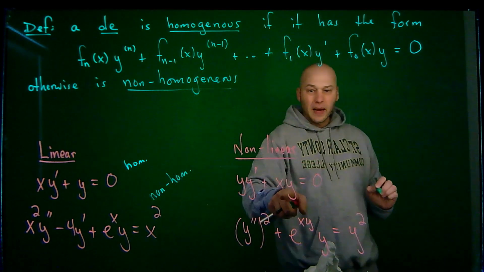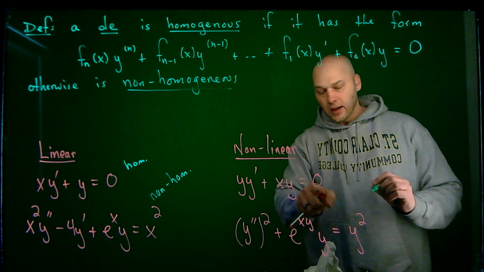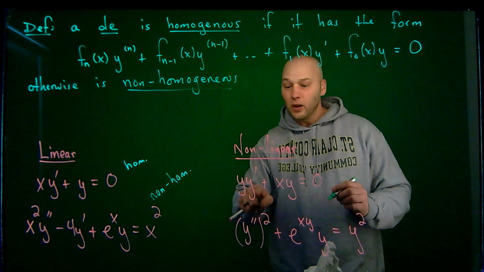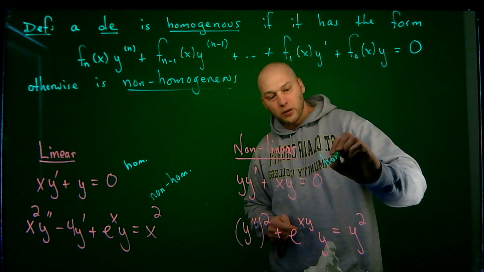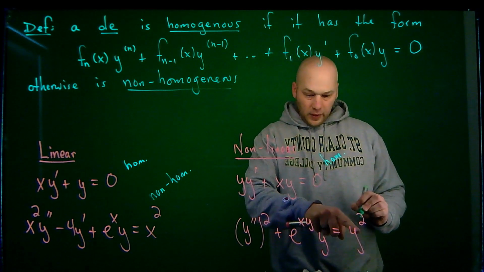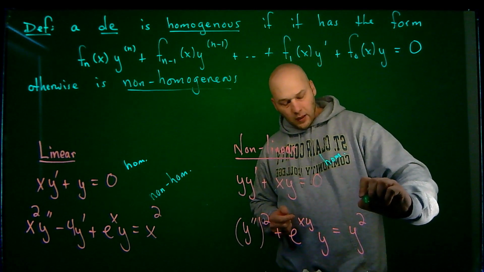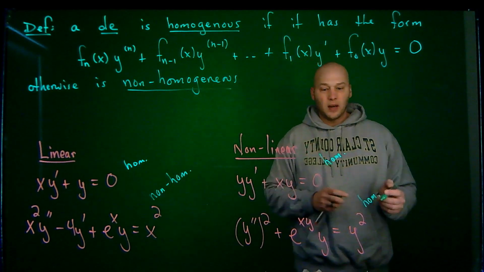Over here within my nonlinear differential equations, this one right here, again, equal to 0, and every term has either a y or a y prime. Even though this is nonlinear, this is going to be homogeneous. And then down here, I could bring that y squared over to the other side, and this would then make this homogeneous as well, because there's no isolated term with just an x in it.